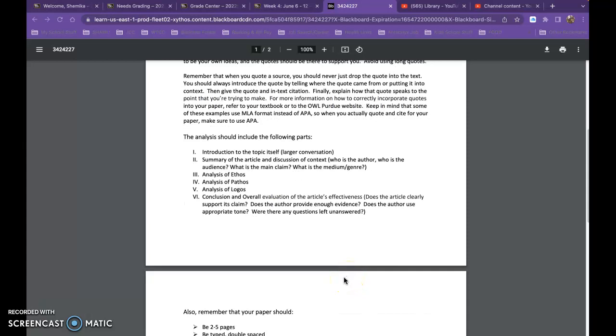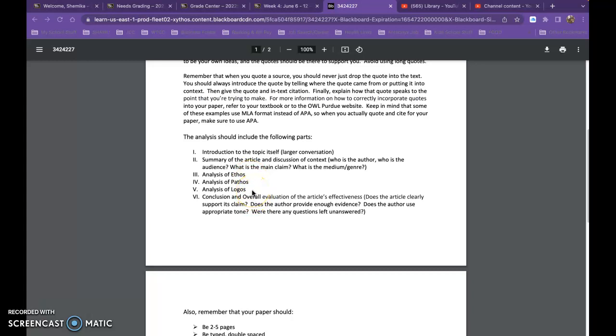With this paper, you're analyzing the following parts. You're going to have an introduction. In that introduction, you're not going to introduce the article that you're doing as of yet. You're just introducing the topic itself. So whatever your problem and solution is that you're talking about, that's what you're talking about in the introduction. Your summary is where you actually give the summary of the article, and that's where you introduce the article. You're going to talk about the author, talk about the article itself, and give the information here in this part.